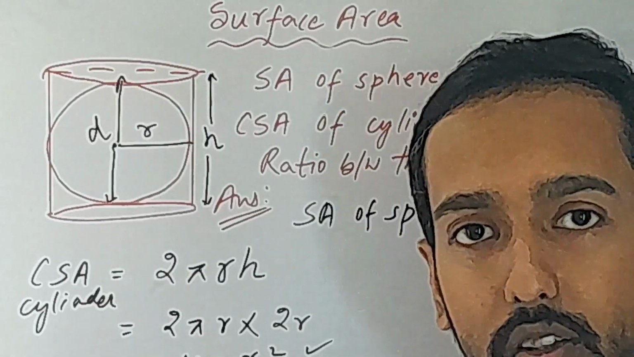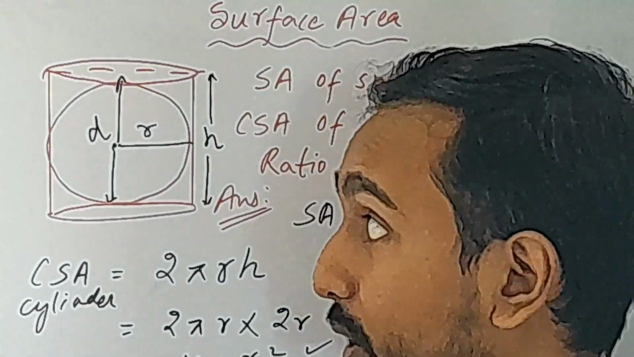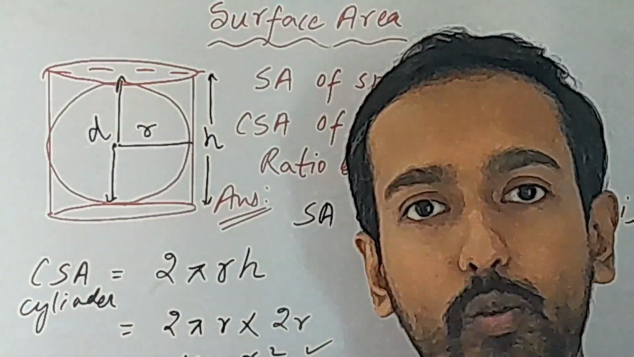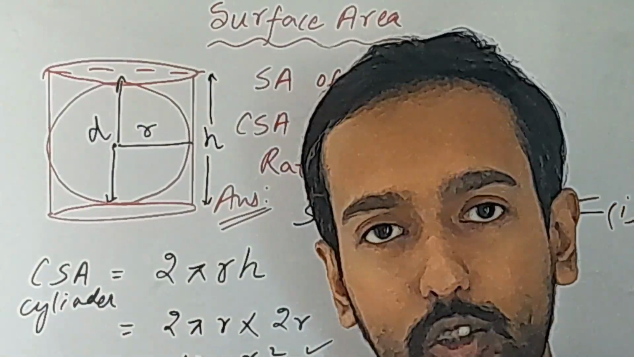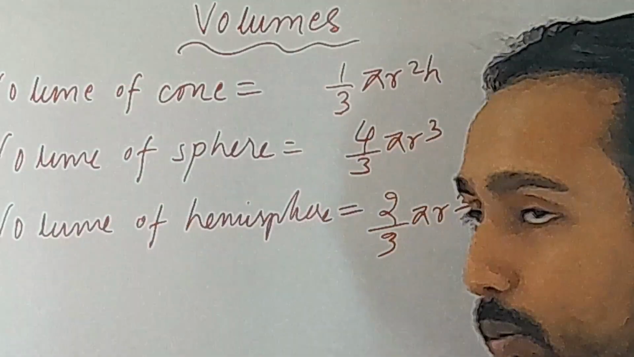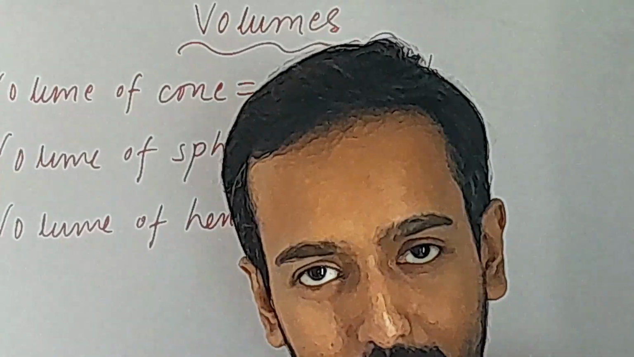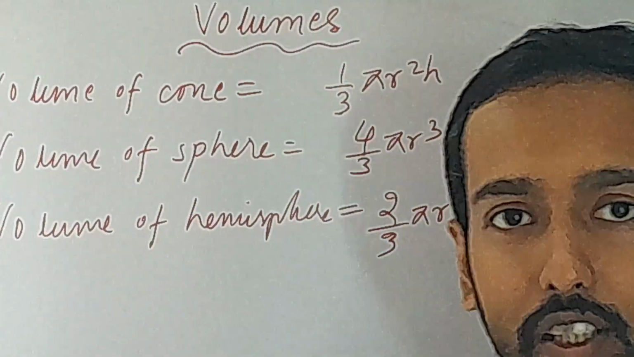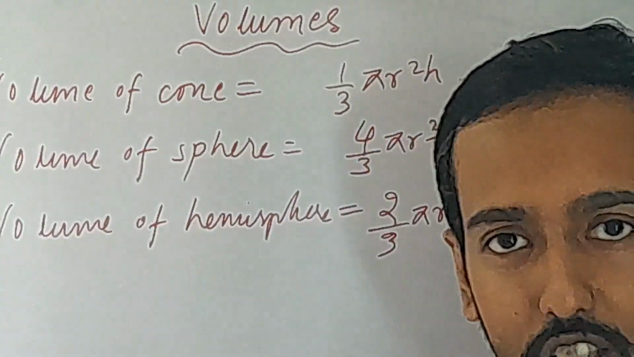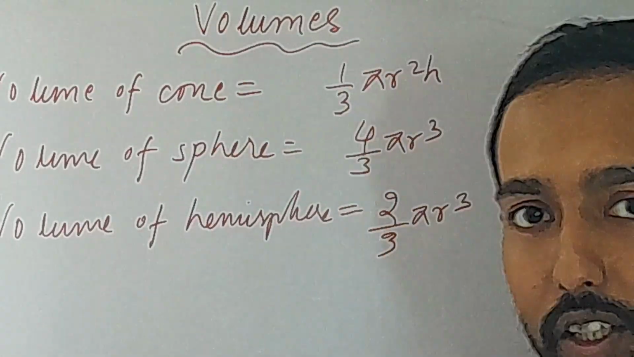So after solving 3 very important questions which have been asked in previous exams from the concept of surface area, let's move on to our next very important concept, which is the volume of solids. Students, I have written some important formulas which will be used in solving the important questions from the volumes chapter. The volume of the cone is given as 1/3 pi r square h. You will use this concept when such questions are asked.